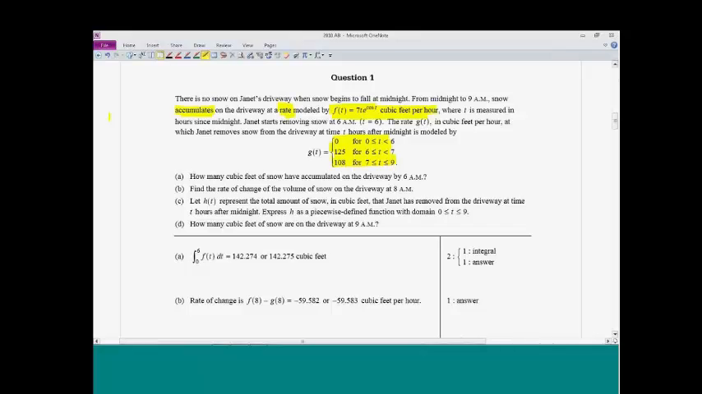And then they started asking the questions here. How many cubic feet have accumulated in the driveway? Well, how many feet? That's an amount. You look around for a rate to integrate. So sure enough, it's the rate that's up there, and we integrate from 0 to 6. There's no snow at the beginning, so the initial amount is 0 there. And we do that integration on the calculator and come up with the amount of snow that falls between 0 and 6.